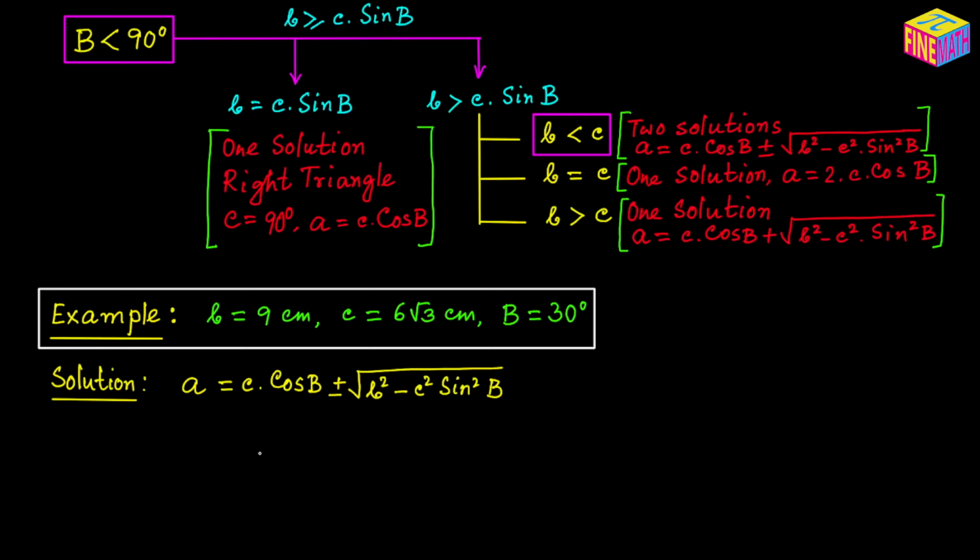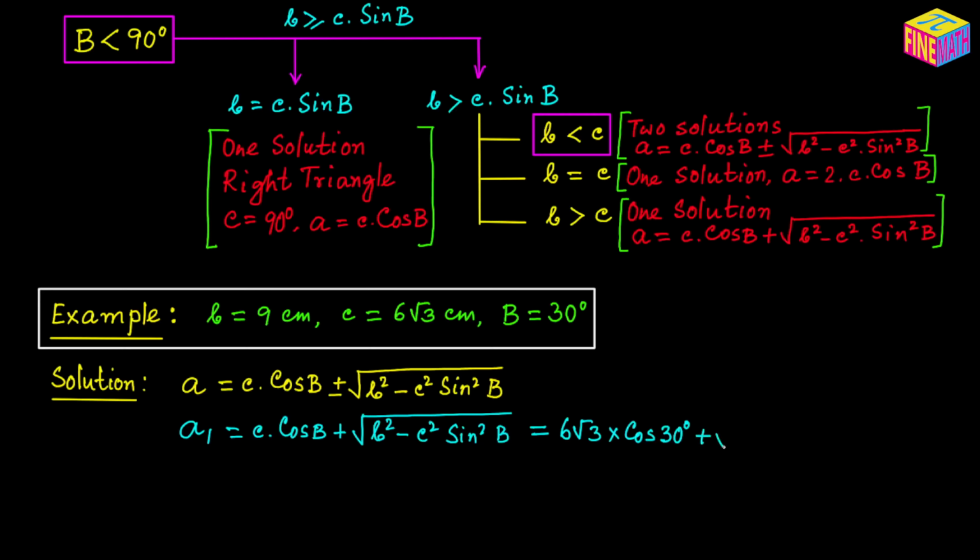If we consider the first value to be a sub 1, so we can say a sub 1 is equal to c times cosine of B, and let's take the plus sign here, and within the square root it would be b squared minus c squared times sine squared of B. And if we plug in the values of these variables here, c is 6 times square root of 3 times cosine of 30 degrees, plus square root of b squared, b is 9, so this is 9 squared minus c squared. What is c? c is 6 times square root of 3, so 6 times square root of 3 whole squared, and then sine squared of 30 degrees.